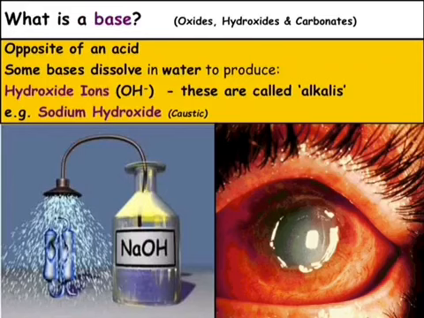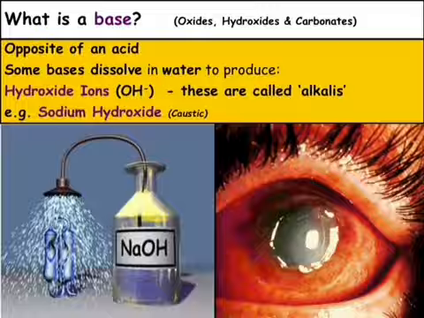Bases, on the other hand, contain oxides, hydroxides, and carbonates. They are the opposite of an acid, as we have just looked at. They produce OH- ions, but importantly, do not dissociate into H+ ions. Some bases are able to dissolve in water. These are known as alkalis. Therefore, all alkalis are bases, but not all bases are alkali. An alkali is a soluble base.